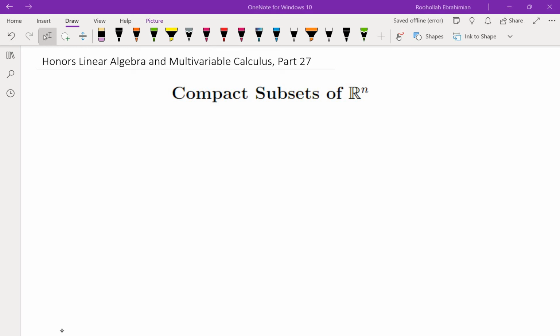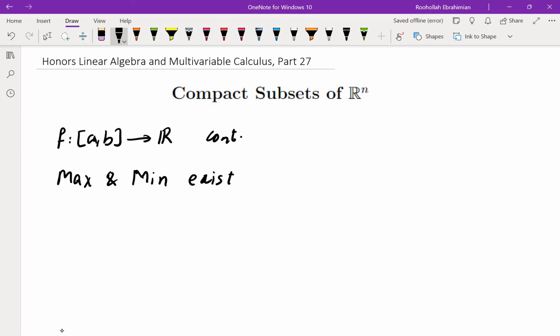Hello, in this video we're going to talk about compact sets and the extreme value theorem. So just to remind you, the extreme value theorem over R was: if you have a function from a closed and bounded interval to R that is continuous, then a maximum and minimum exist.